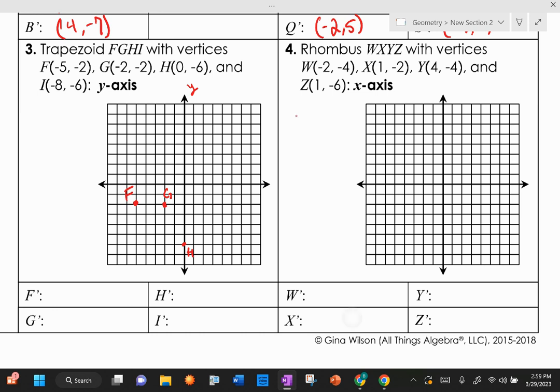How we flipped over the X's? Just change the one. What do you mean turn it around? Oh, I did this one. Okay. Those are the points, right?